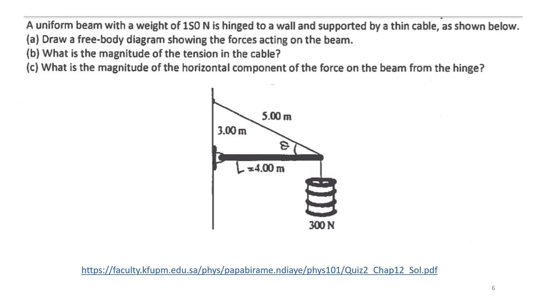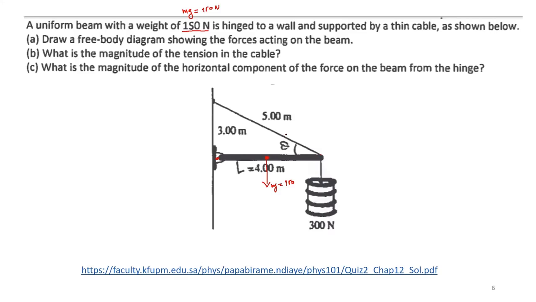So I have a uniform beam, and I give you the weight of the uniform beam, 150 Newton. So if the mass of the beam is small m, mg is 150 Newton. It's uniform, so the weight is applied right in the middle of the beam. This uniform beam is hinged to a wall, supported by a thin cable. So it's hinged here, okay? And then I have a thin cable which is also attached to the wall, as shown in the figure below.